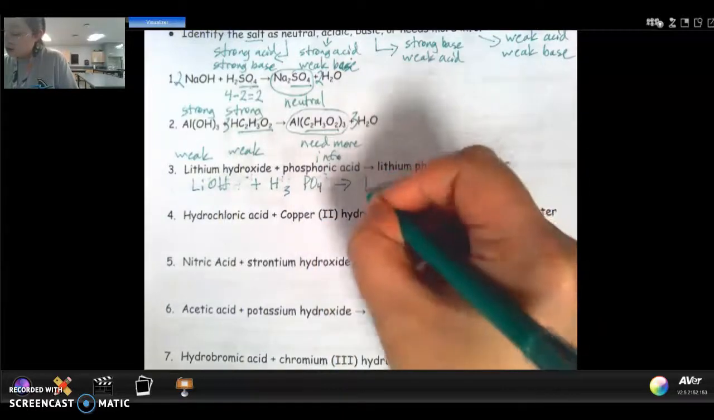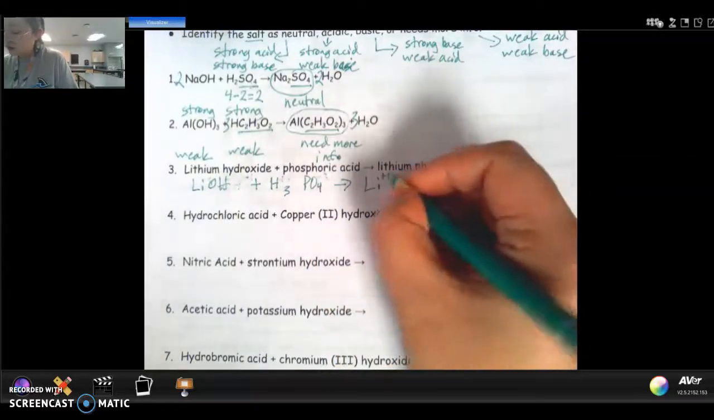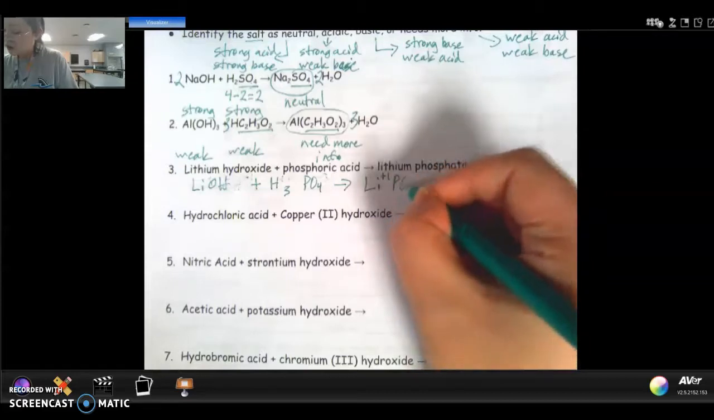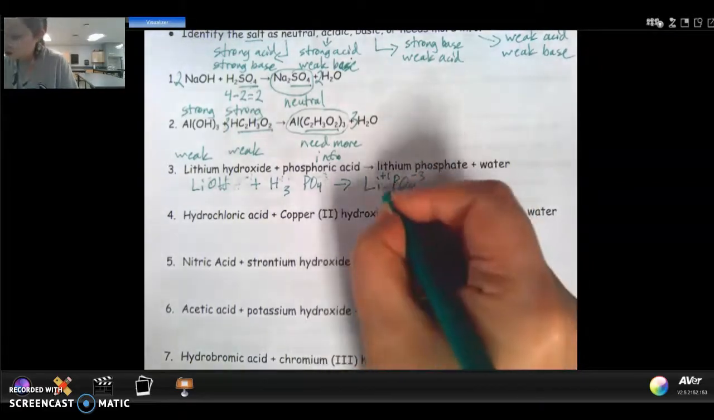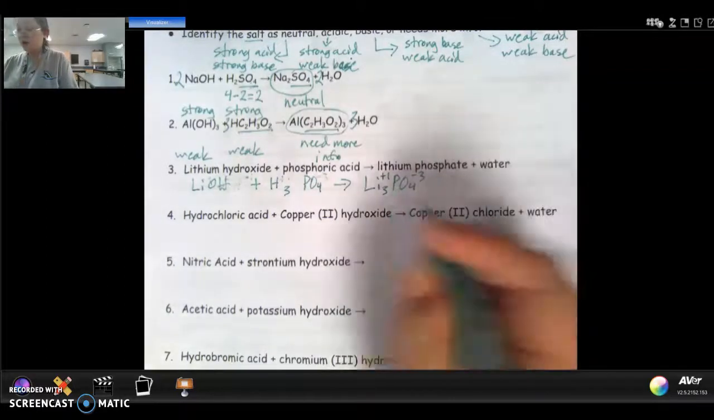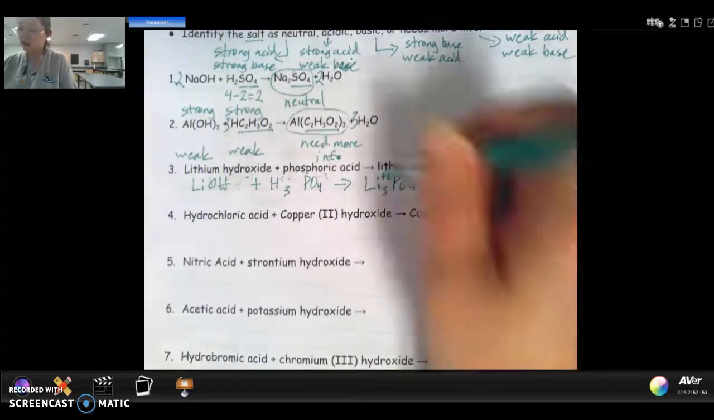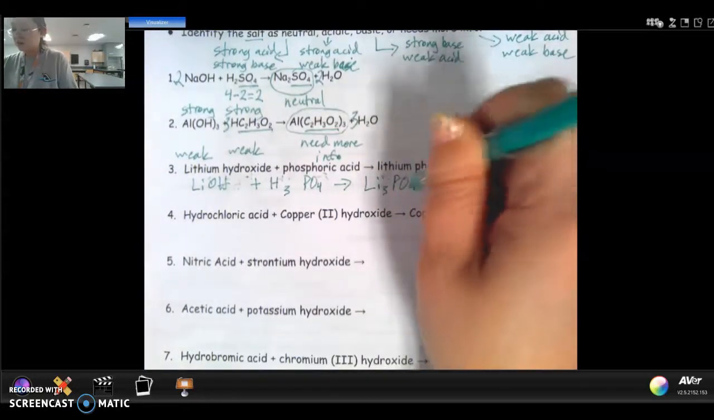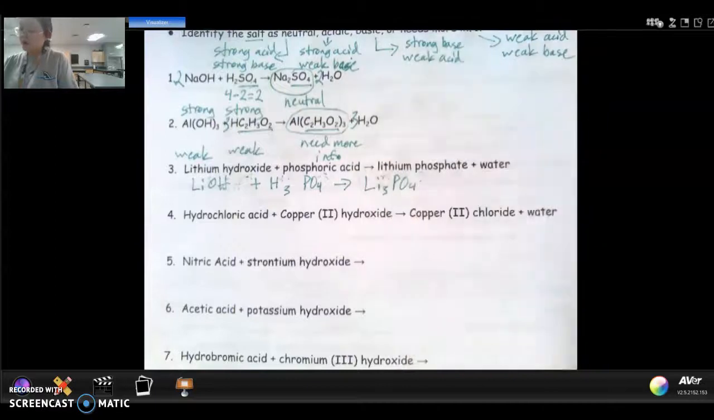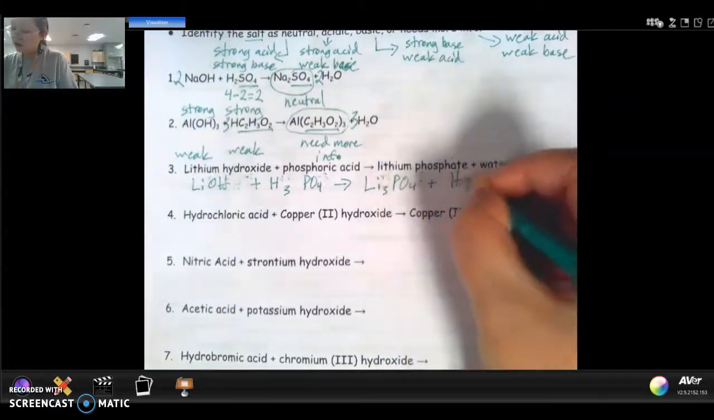To make lithium phosphate, lithium again has a +1 charge. Phosphate is PO4 with a -3. We're crossing the 3 down to here, so it becomes the subscript for Li. And then PO4 stays as is. We don't need to write the subscript of 1 next to PO4. It doesn't need parentheses around it. And then last, water, H2O.